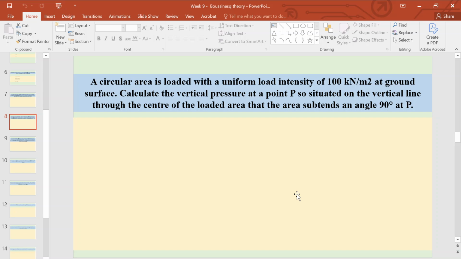I repeat the question. A circular area is loaded with a uniform load intensity of 100 kilonewton per meter square at ground surface. Calculate the vertical pressure at a point P so situated on the vertical line through the center of the loaded area that the area subtends an angle 90 degree at P. Next question.